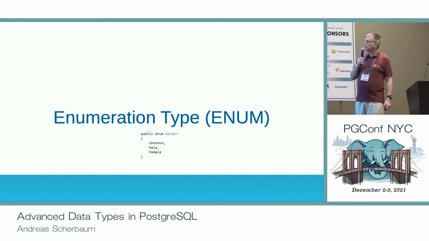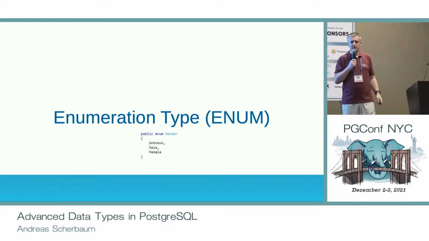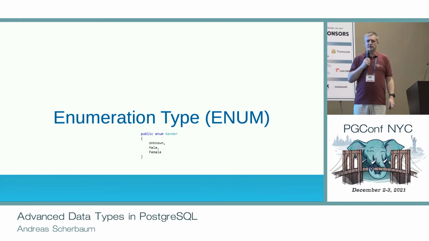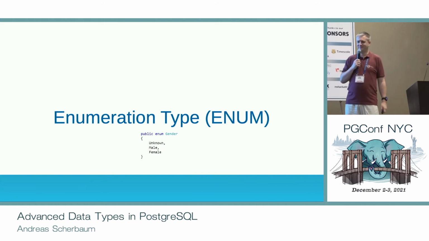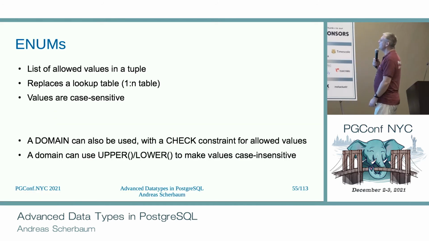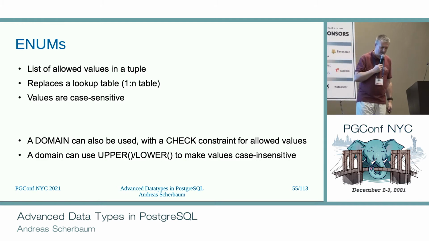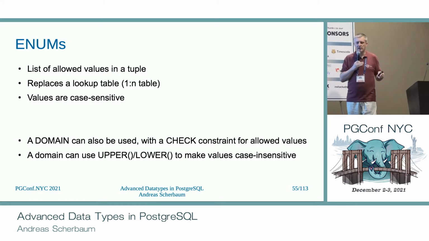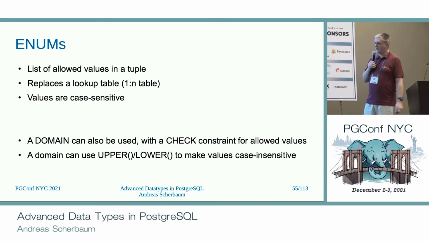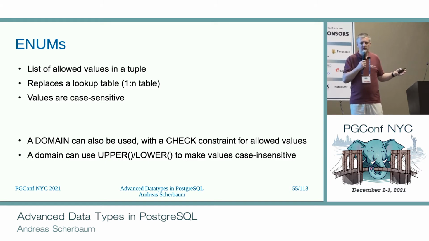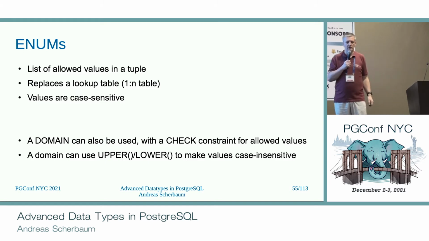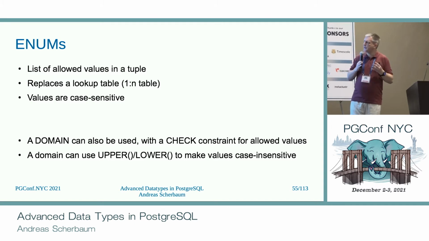Enumeration type. Anyone using this? Anyone using this for gender? My other talk actually has a fall trap for you to show you why it's not a good idea. An enum is basically a list of values you can have in your column. And it's a predefined list. Yes, you can extend it, but if you know you're going to extend it all the time, please just go and use a lookup table. This is meant for a static list of values.